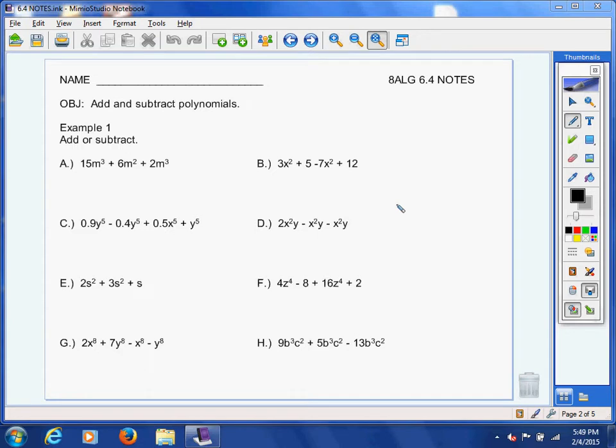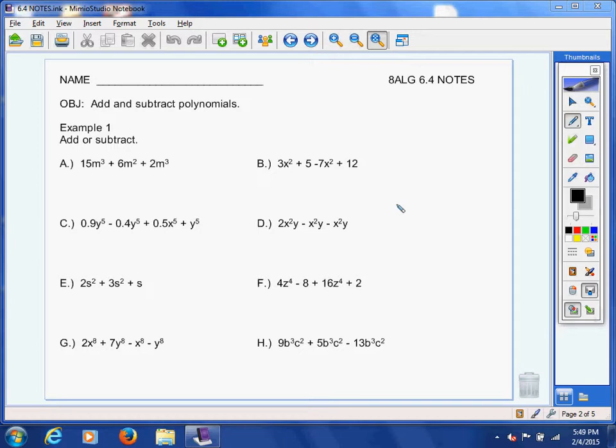8th graders. We're going to get into section 6.4, and I'm going to teach you in this section how to add and subtract polynomials. We spent a great deal of time in 6.3 learning some background information about degree of a monomial, degree of a polynomial, how to put them in standard form and identify the leading coefficient. We even learned how to classify them. And then, of course, we applied it by plugging in numbers into our polynomial and getting an answer.